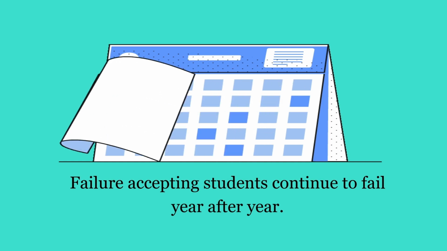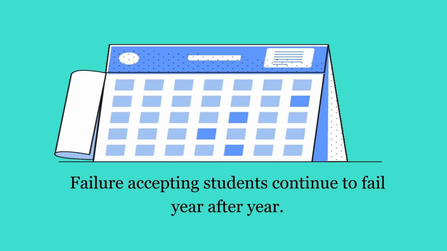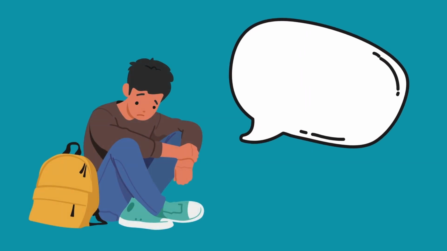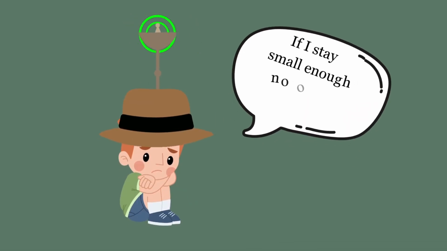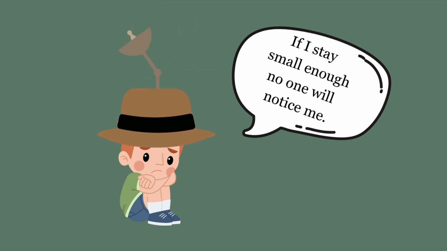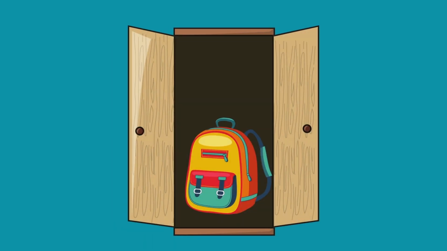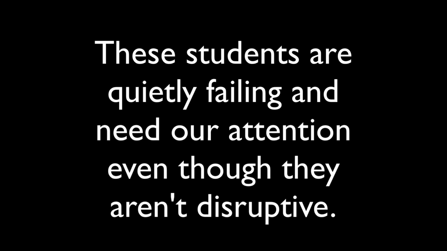Failure-accepting learners continue to fail year after year. Their response to failed attempts at academic success may be sitting quietly in class, feeling lonely, and resigning themselves to failure, a dorsal vagal response. Because these students don't draw attention to themselves, they may fly under the radar and lack the support and resources needed to be in an optimal learning state. Their metaphorical backpack of skills is tucked away in a closet, void of essential skills and regulating resources. These learners are quietly failing and need our attention even though they aren't disruptive.